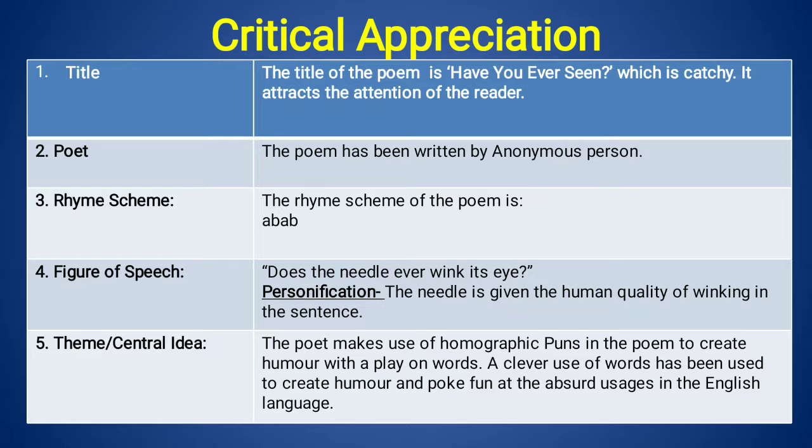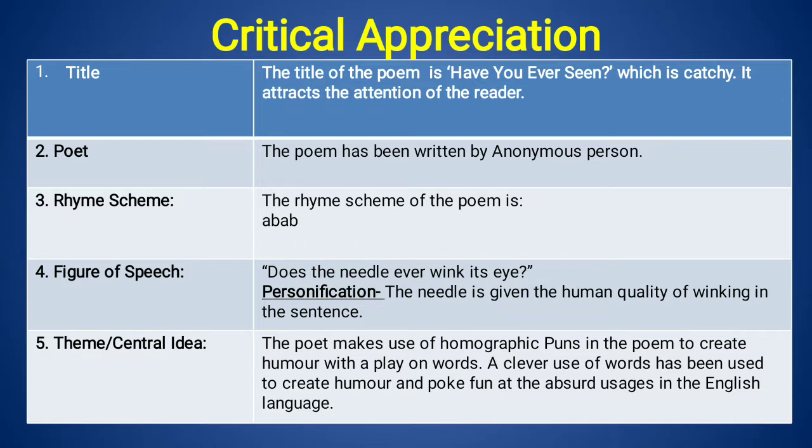The third important thing we need to discuss is the rhyme scheme. The rhyme scheme of this poem is very simple. The poet has used the pattern ABAB. It means the first line and the third line are rhyming pairs. In the whole poem, the poet has maintained this rhyme scheme, that is ABAB.